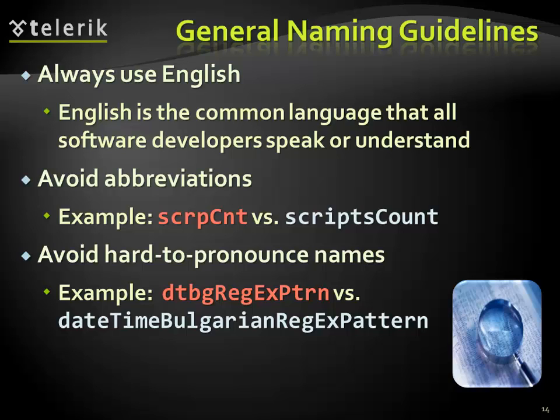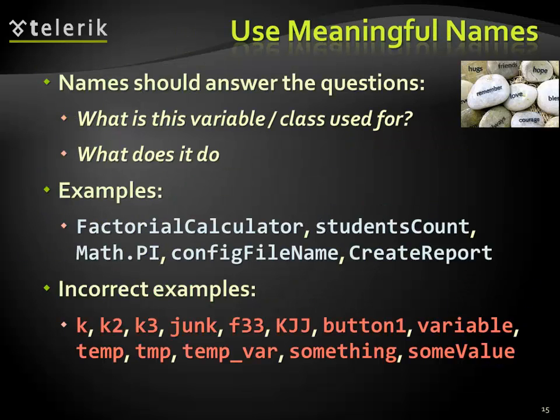Also try to avoid hard to pronounce names. Like in this example here, the name DTBG regex ptrn, what does that really mean? You should always try to use meaningful names. Names should answer the questions: what does this class do? What is the intent of this variable? What is the variable or class used for? For example, good names are factorial calculator, students count, math.py, config file name, create report.